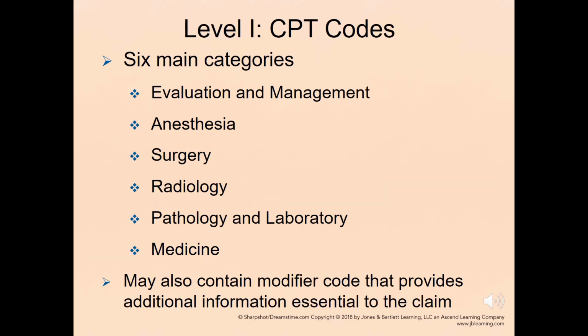There are 6 main categories of level 1 CPT codes. The first is the evaluation and management, often referred to as E&M codes. These are the codes that are used for office visits and consultations at different levels of complexity. There's also anesthesia, surgery, radiology, pathology and lab, and medicine.